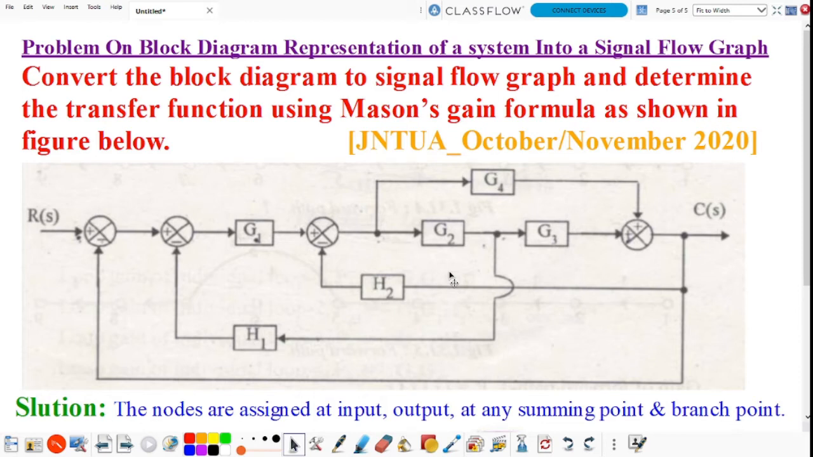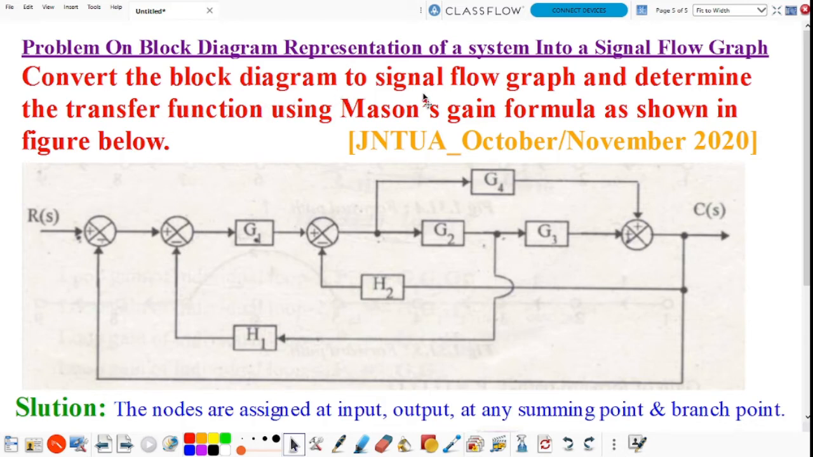In this video, I am going to discuss block diagram representation of a system into signal flow graph example. And this is the JNTU Anantapur previous examination question in the year October or November 2020, R15 regulation.